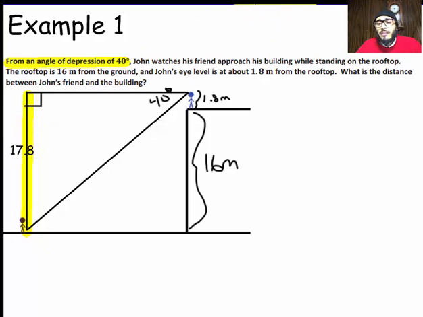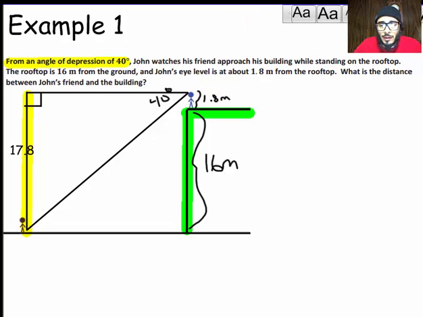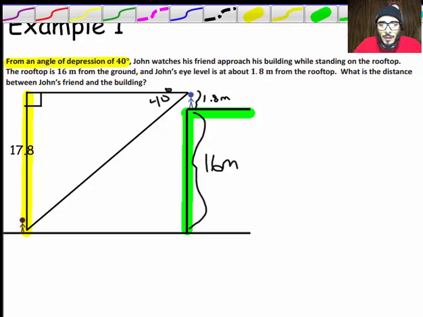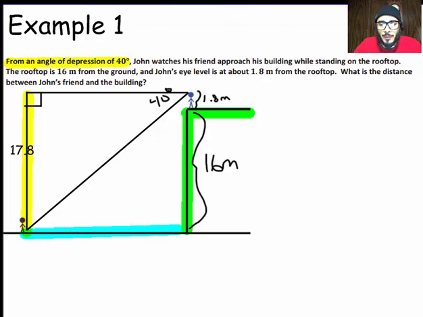Now, what do they want you to find? Well, it says, what is the distance between John's friend and the building? So here's the building. So they want this length over here, right? They want to know how far John's friend is from the building. They want this. I'm going to call that y. So how do we find it?